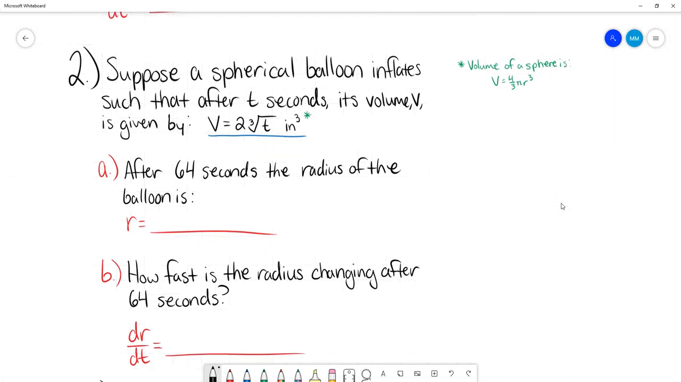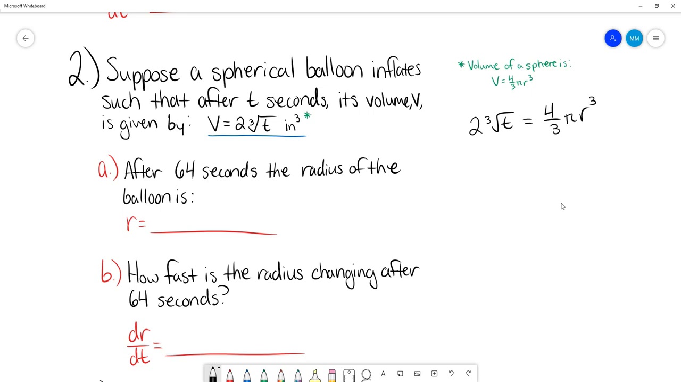So the very first question is, after 64 seconds, the radius of the balloon is what? Well, we're given nothing about the radius. All we're given is the equation for the volume. So since we know the volume of a sphere is also this over here, I'm just going to set those equal to each other and see where that gets us. I can do this because they're both V, the volume of a sphere.